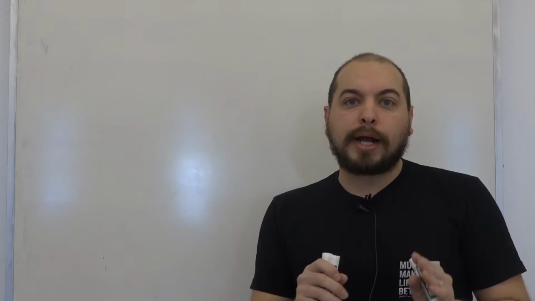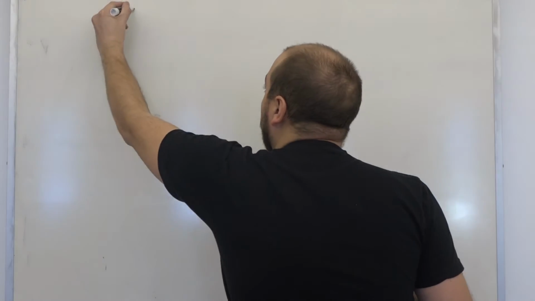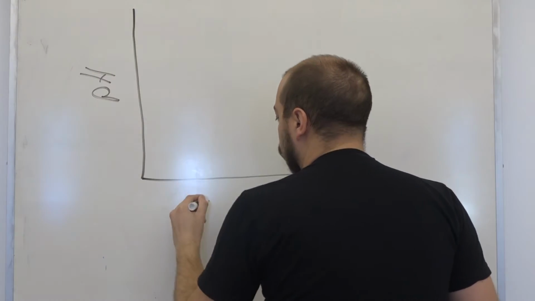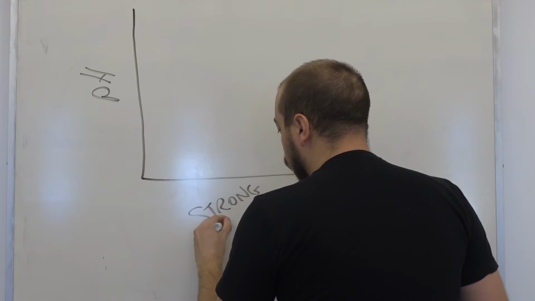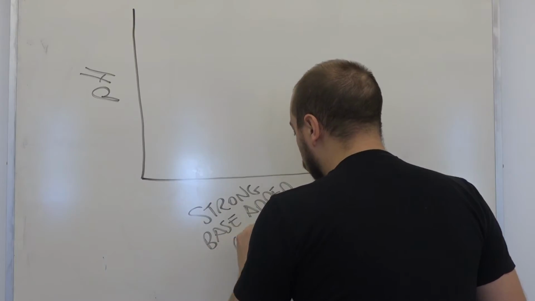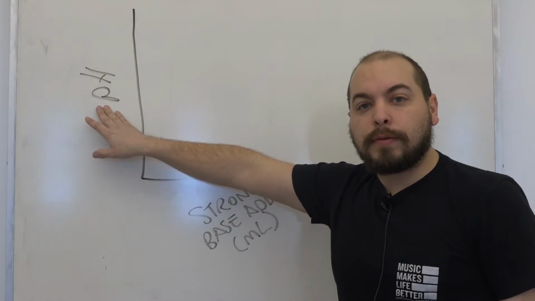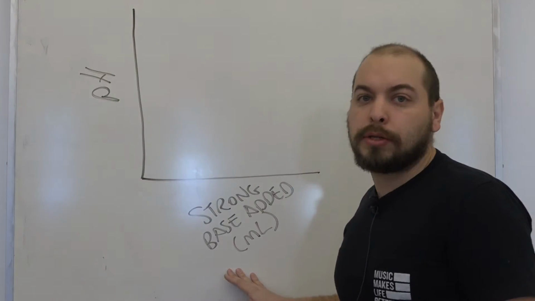So here's buffers in a nutshell. First thing you want to do is recognize how buffers relate to the titration curve. So first let me draw a titration curve real quick. So titration curve, remember, is going to be the pH of whatever the original species you're looking at is compared to the amount of a strong either acid or base being added.